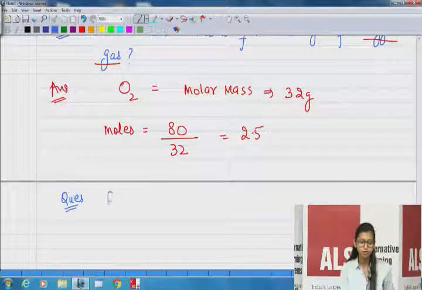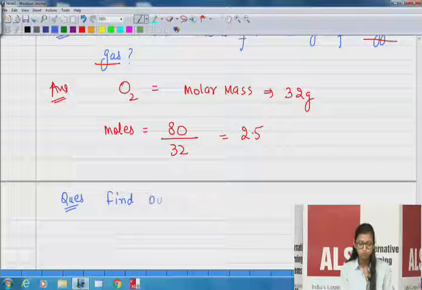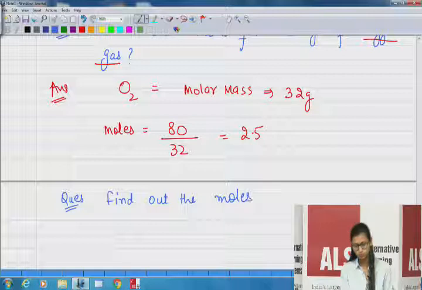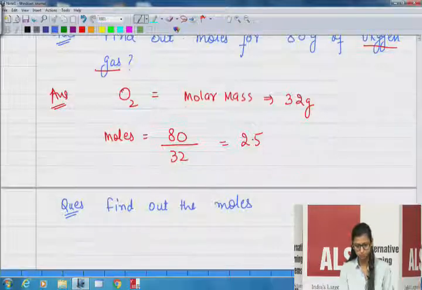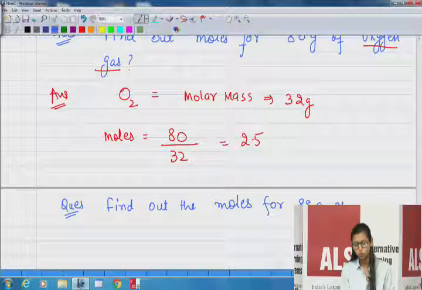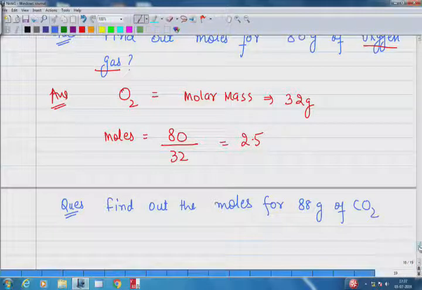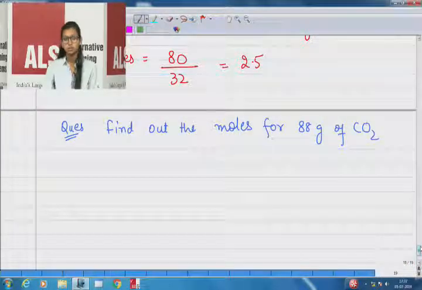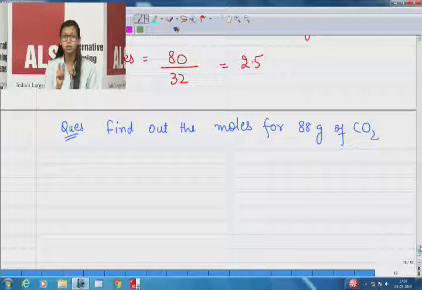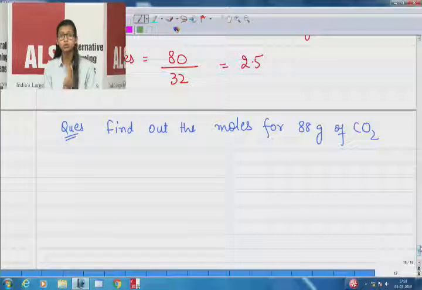Let's do one more. Find out the moles for 88 grams of CO2. CO2, you know that it's carbon dioxide. And if you don't know the masses, let me know, I'll tell you the masses. You have to find the molar mass on your own. That is why it is very important to learn the atomic numbers and the mass numbers. Just try.